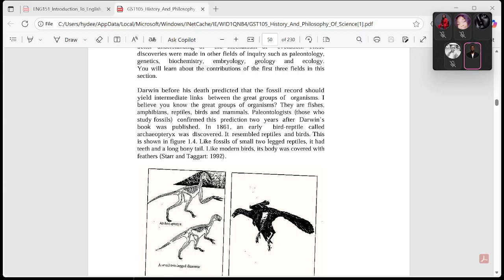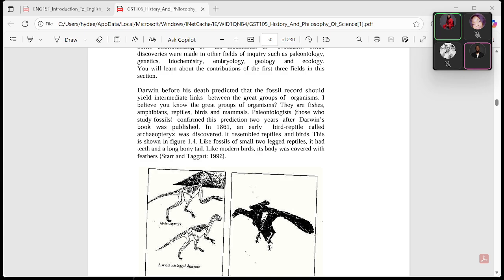Can you see the Archaeopteryx? Yes, sir. All right. So this bird reptile confirmed Darwin's prediction and extended the known history of life back to over 3.5 billion years. That means this Earth has been around for billions of years.